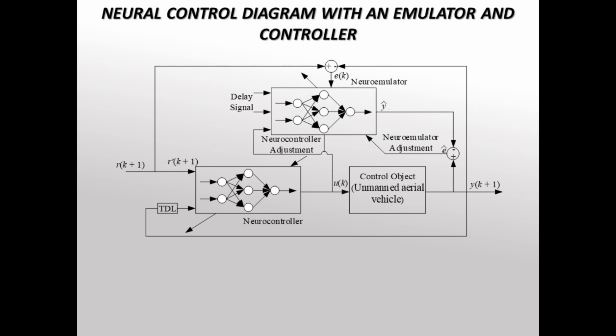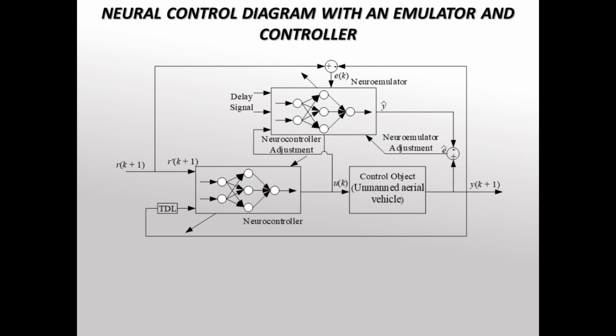The neural control diagram with an emulator and controller is developed by this authors group and presented in the figure, where a neural controller is trained on the inverse model of the control object and the neural emulator of the real model of the control object. There is unmanned aerial vehicles.